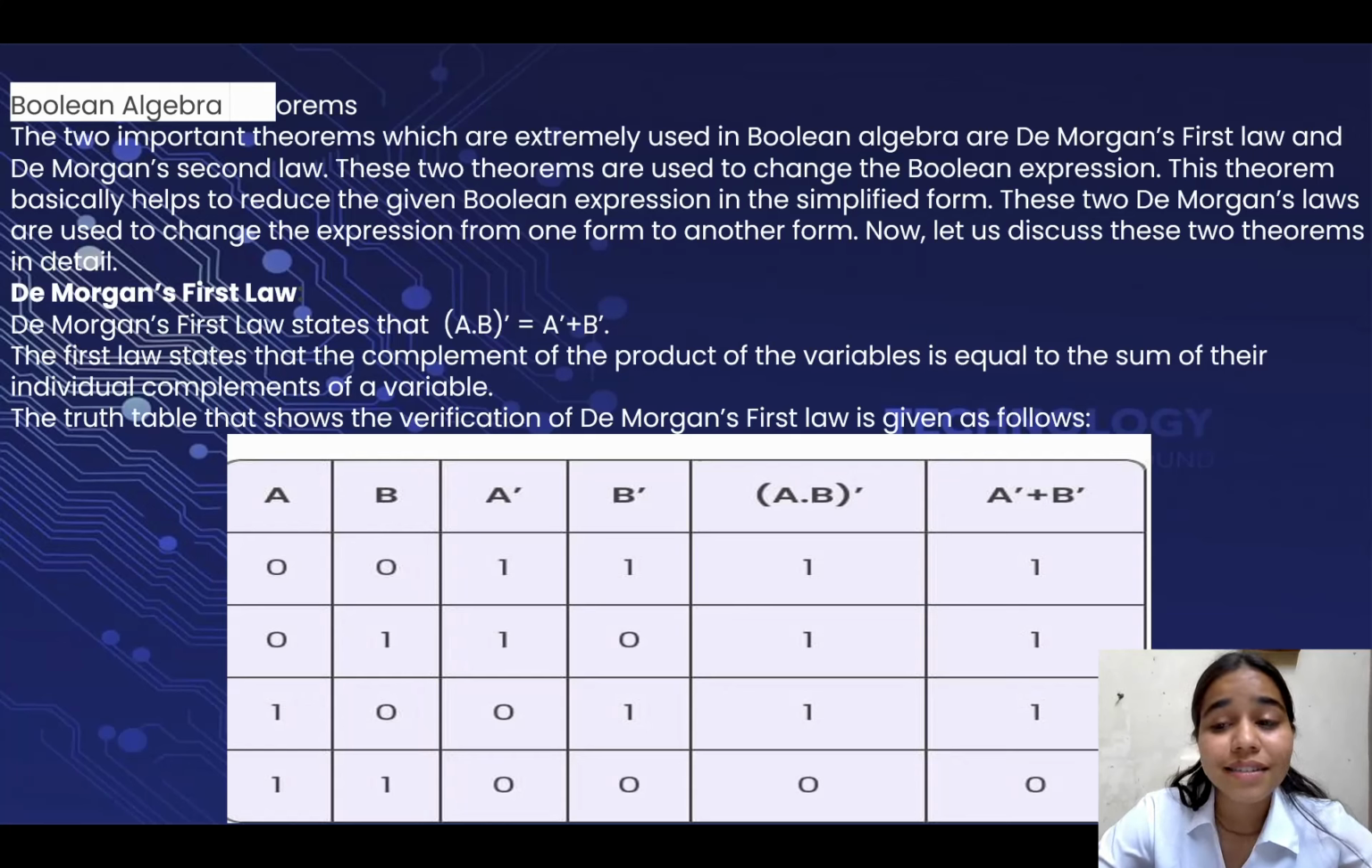Now let's discuss the theorems. De Morgan's first law. De Morgan's first law states that (A dot B) dash equals A dash plus B dash. The first law states that the complement of the product of the variables is equal to the sum of their individual complements.